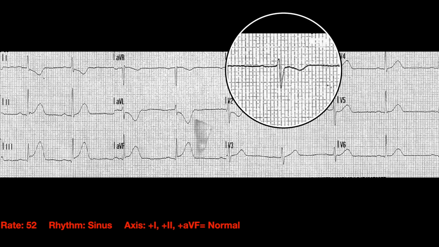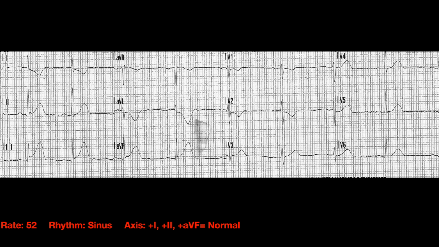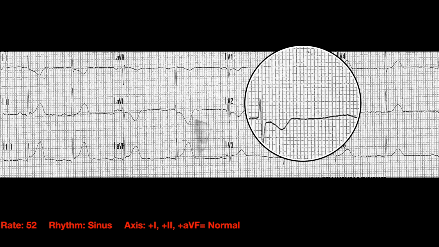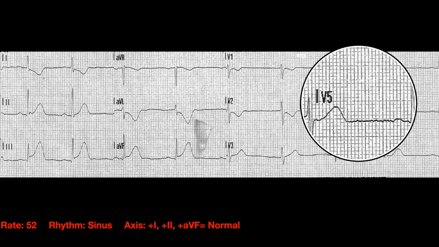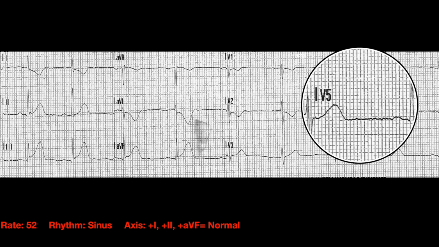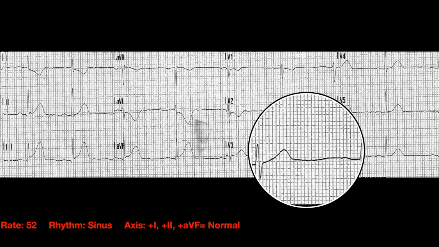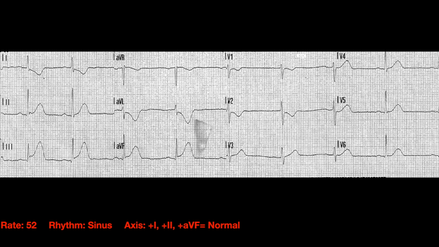QRS width should be under 3 little boxes. And if we look at that one, we can count 1, 2, and the QRS is finished. So that looks like a normal QRS width. And then looking at the QT interval, again, just judging, does the T wave finish up halfway between beats? And it looks like it is probably finished by the time you get halfway in between these 2 beats. So this is probably a normal-ish QT interval.